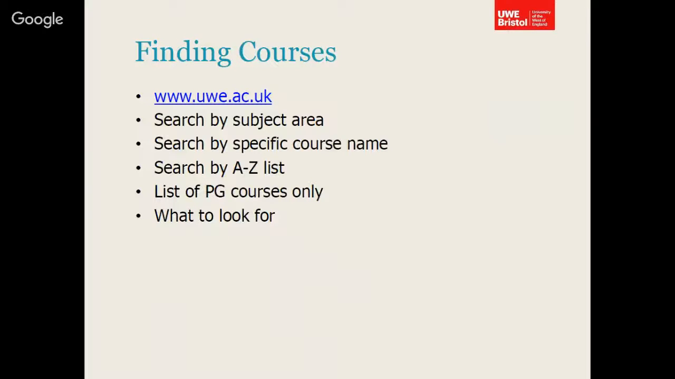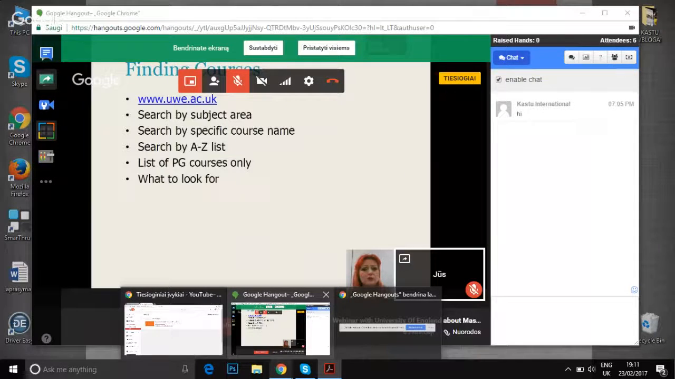So there's lots of different ways of finding out about the courses. So if you go on to our website, so it's the University of the West of England, uwe.ac.uk, you'll see a search function, and you could search by subject area. You may already know the specific name of the course you want to do, but if you search for subject area, you get lots more detailed information.